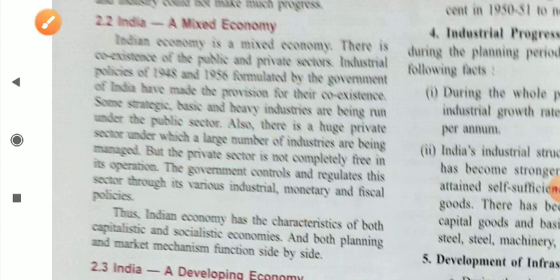Dear students, so in our Indian economy the decisions are taken by both the private and public sector. The government controls all the monetary decisions, fiscal policy decisions, and industrial decisions in our country. That's why our Indian economy is characterized as a mixed economy, because we have the characteristics of both a capitalist and a socialist economy.